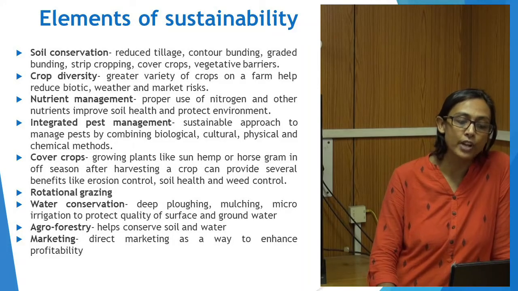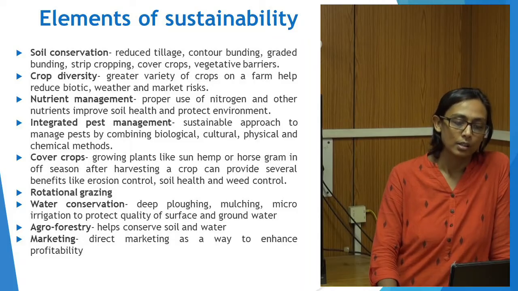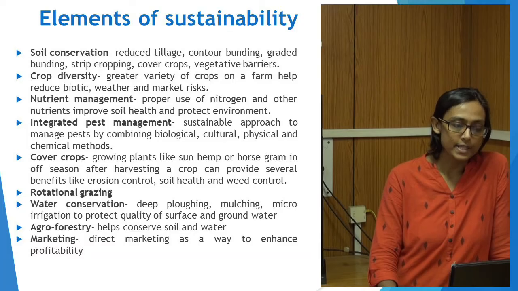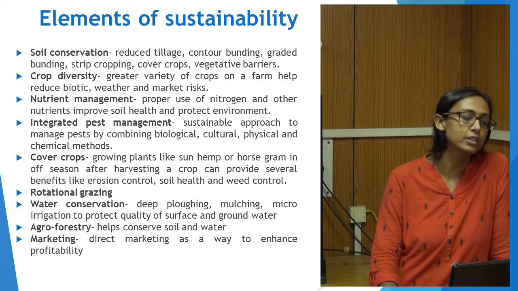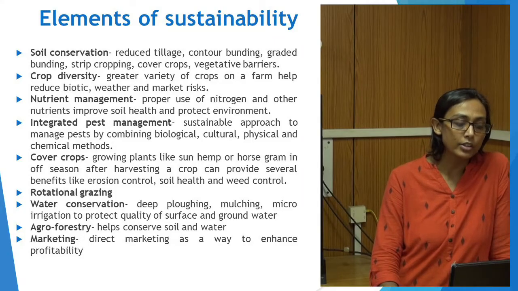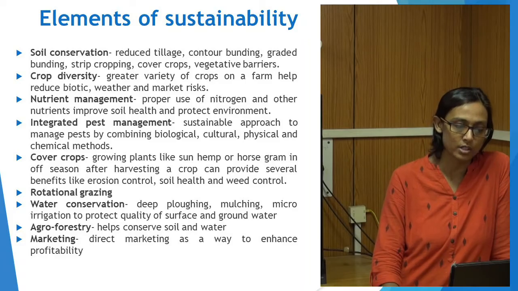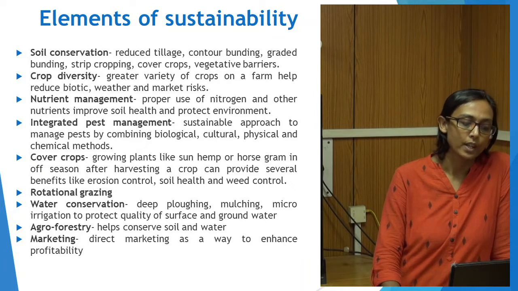which includes proper use of nitrogen and other nutrients, to improve soil health and protect the environment. Integrated pest management is a sustainable approach to manage pests by combining biological, cultural, physical and chemical methods. Cover crops means growing plants like sun hemp or horse gram in the off season after harvesting a crop, which can provide several benefits like erosion control, soil health and weed control.